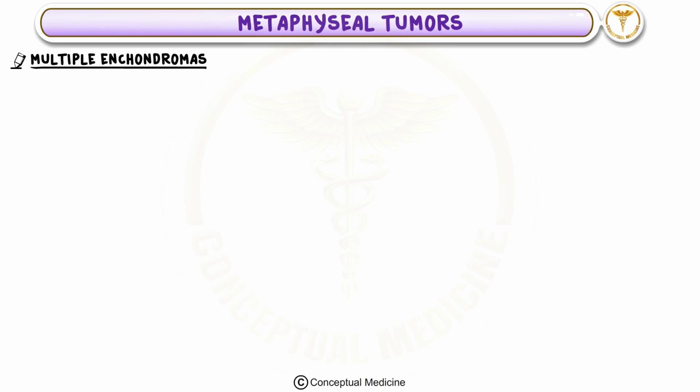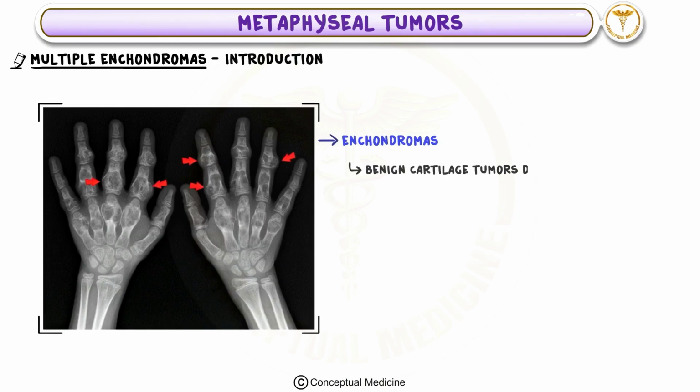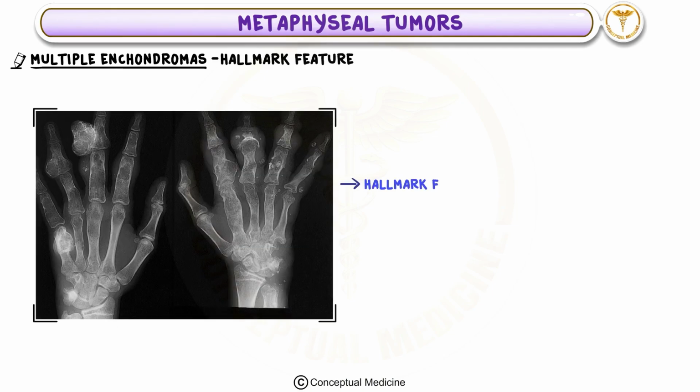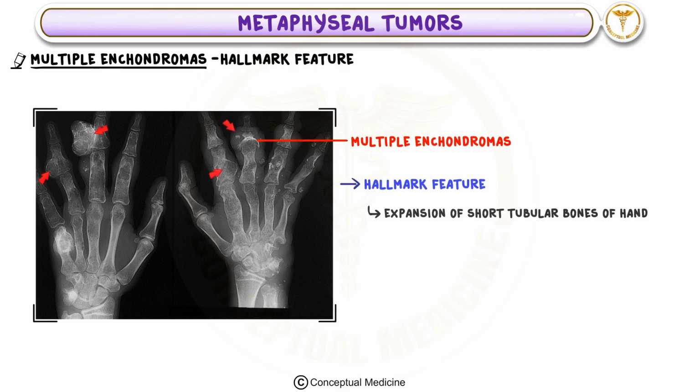Multiple enchondromas. Introduction. Enchondromas are benign cartilage tumors that develop inside the bones, and when they occur in multiple numbers, they can lead to characteristic changes in the skeletal structure. Hallmark feature. The hallmark feature of multiple enchondromas is the expansion of short tubular bones of the hand. On imaging, these bones appear widened or show stippled calcification, which are small, spot-like areas of calcification seen within the tumors.